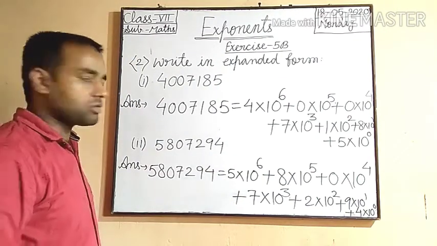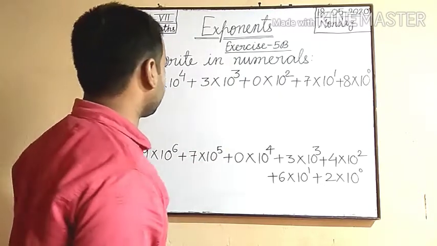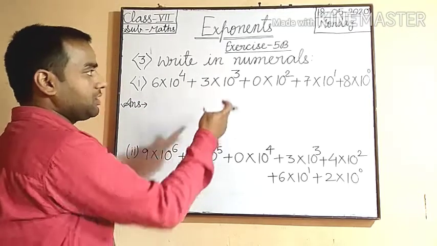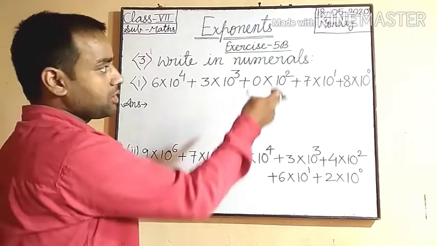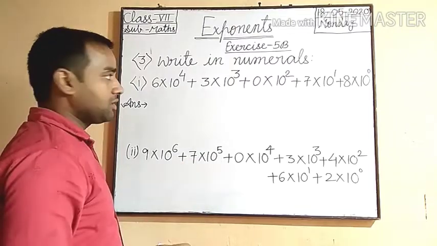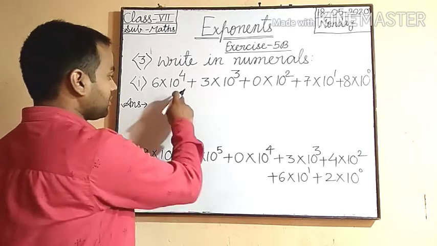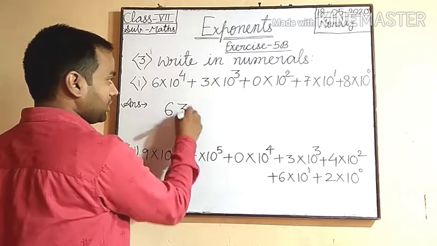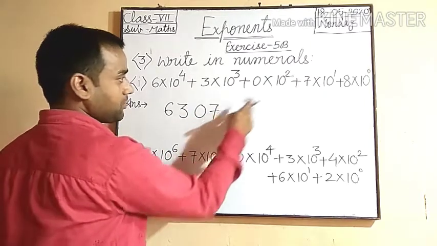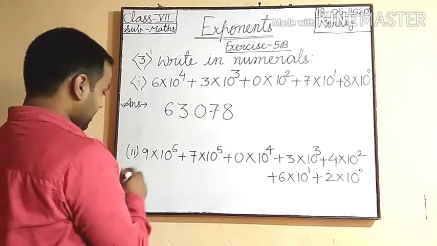Now let us discuss question number 3. In question number 3, write in numerals. Here 6 into 10 power 4, 3 into 10 power 3, 0 into 10 power of 2, 7 into 10 power 1, 8 into 10 power 0. So write in numerals. So here 6, which place? The 10,000, 3 in thousands, 0 in hundreds, and 7 in tens place and 8 in ones place. Okay. Next.